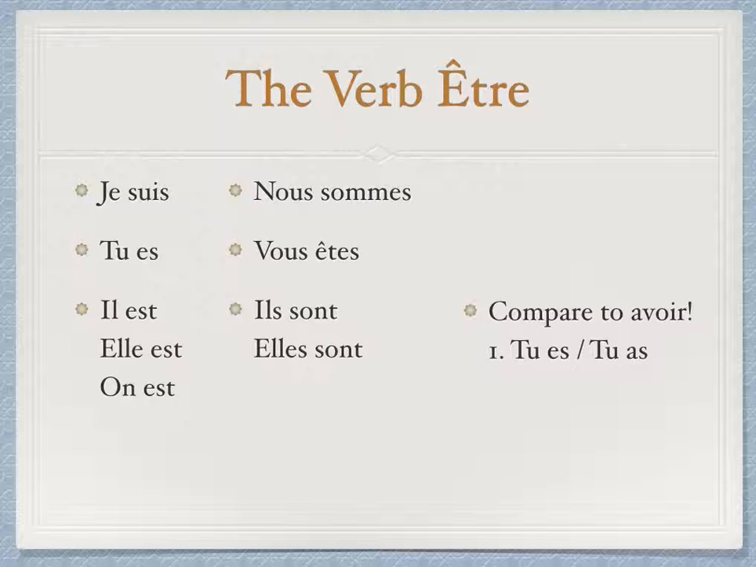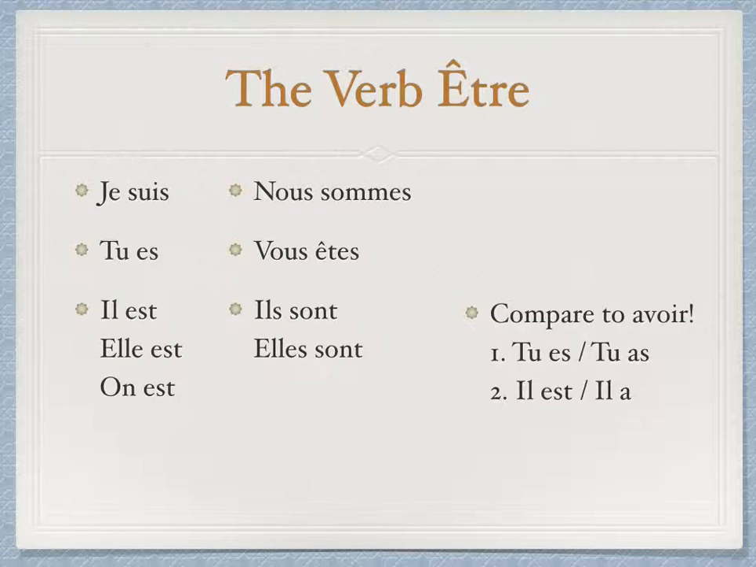We have a similar issue with il, elle, on. Il est, he is, il a, he has. They sound the same, we just have a spelling difference. The spelling is obviously much easier to differentiate in these two. Okay, but since we have the exact same sounds as tu a, il est, il a, the sounds are still easy to mix up. So make sure that you get that pattern straight.